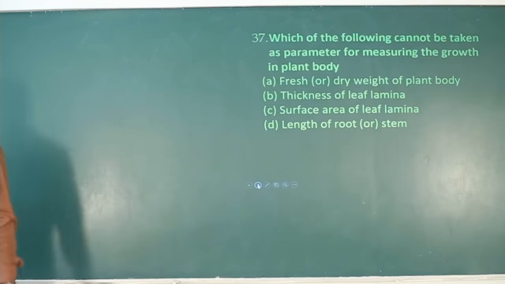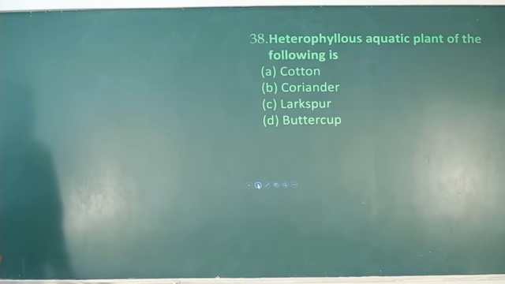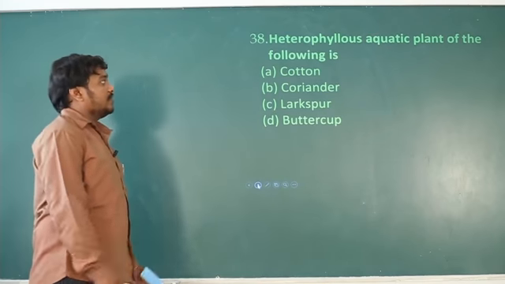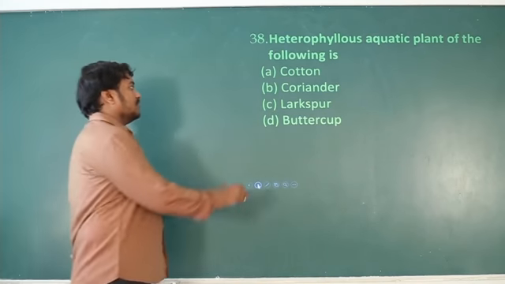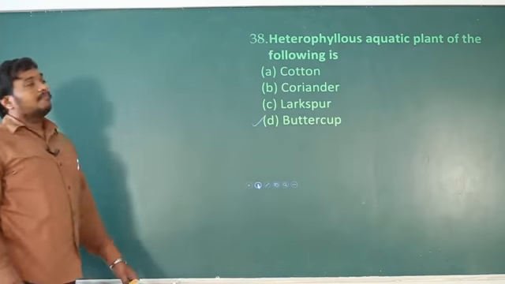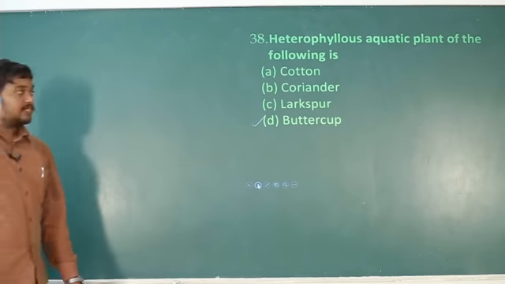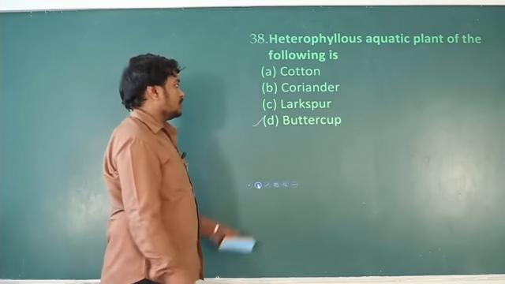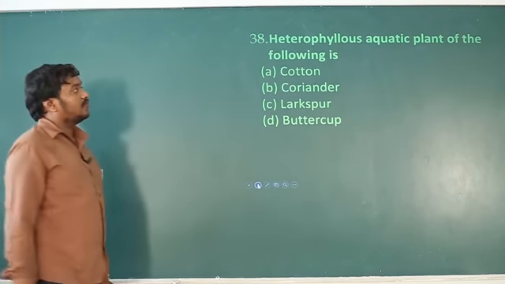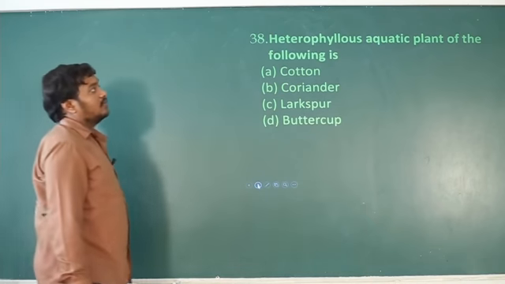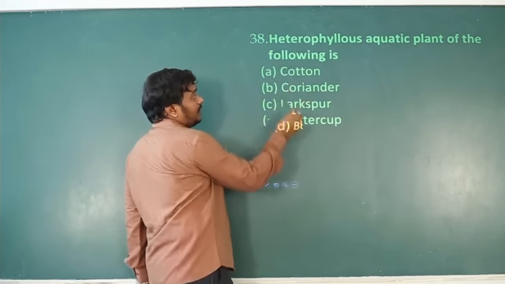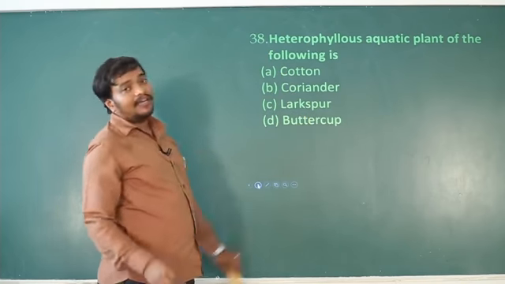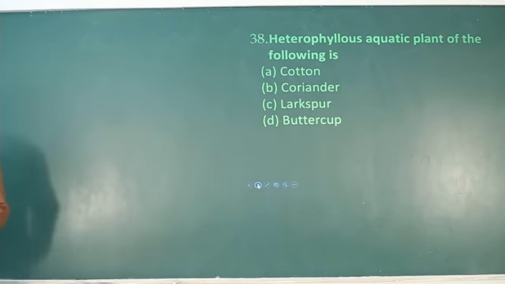Okay, next question. Question number 38. Heterophyllous aquatic plant of the following: cotton, coriander, larkspur, buttercup. It is buttercup. Buttercup shows heterophylly. It shows two types of leaves: one under the water, another floating on the water. So buttercup is the right answer. Coriander also shows heterophylly, but they are asking for aquatic plant, whereas larkspur and coriander are land plants, but buttercup is an aquatic, hydrophytic plant. Okay, next question.